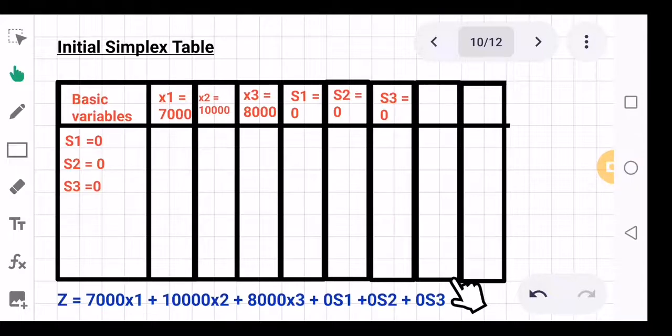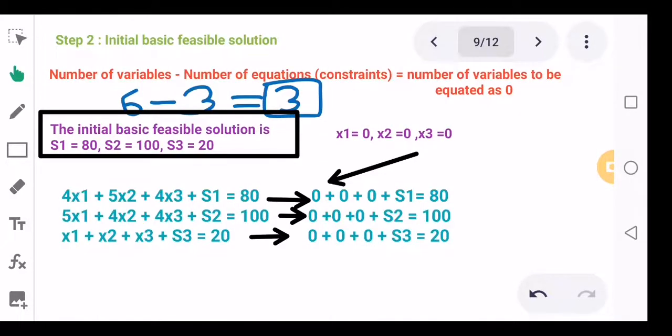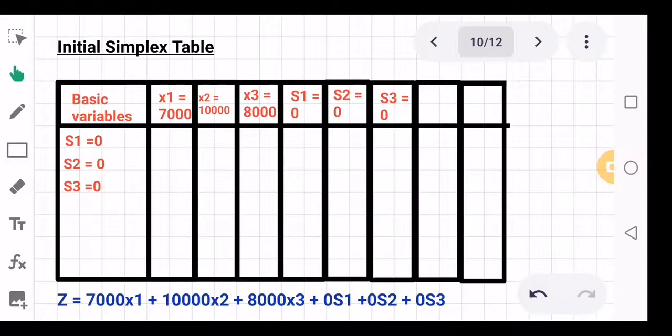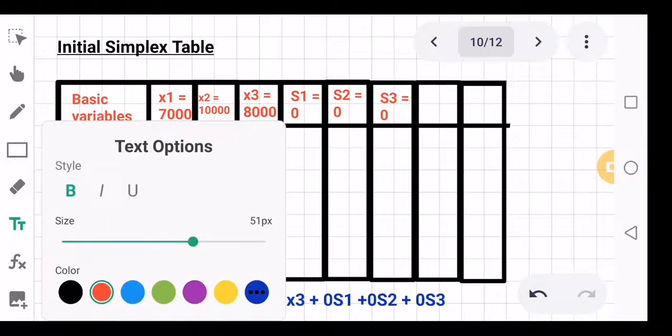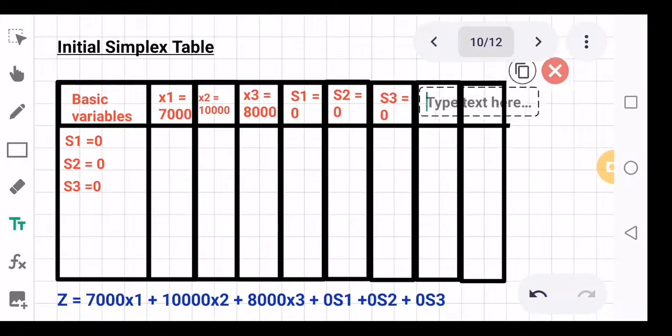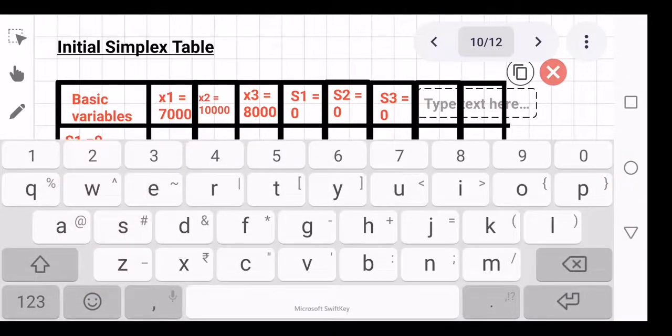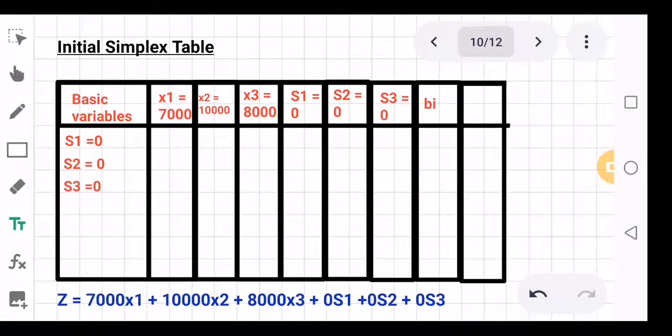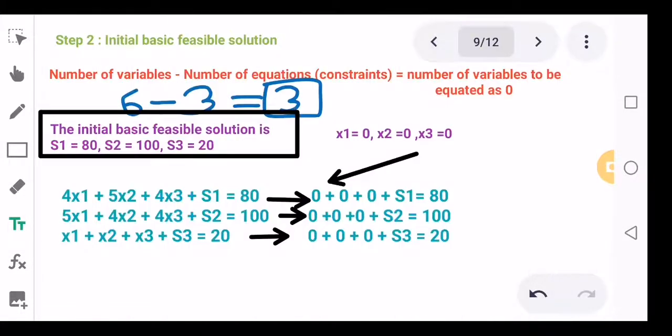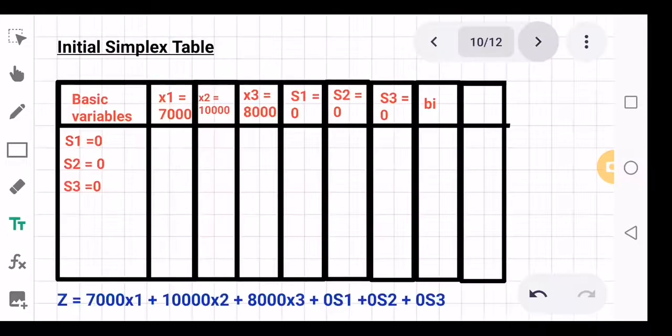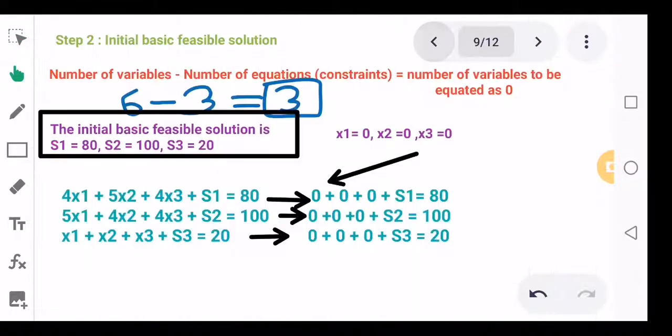Now the next thing that we have to do is, we found another thing, that is the initial basic feasible solution. The initial basic feasible solution will be in the next column. That will be represented by bi. This is nothing but a basic feasible solution, that is 80, 100, 20. So I have filled this column. bi is nothing but your initial feasible solution.